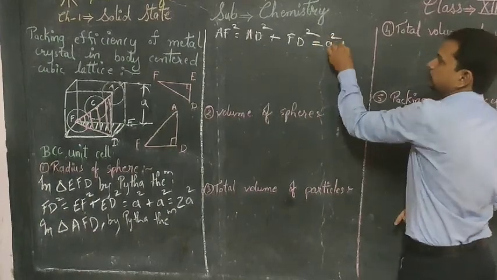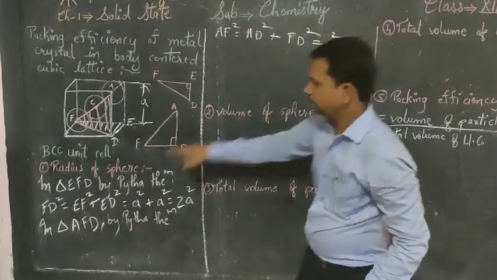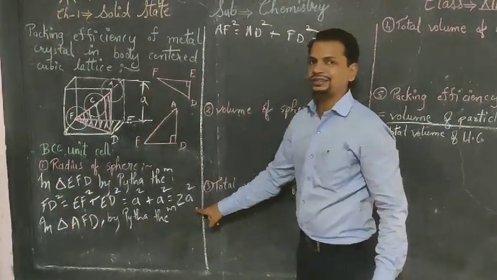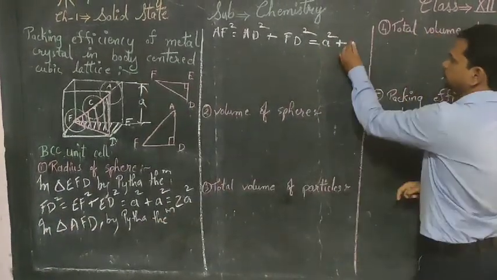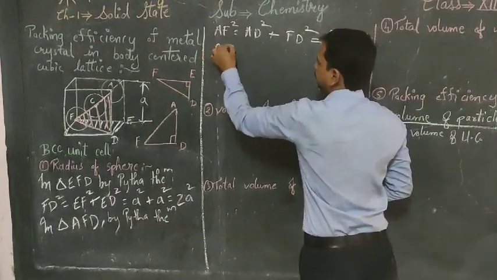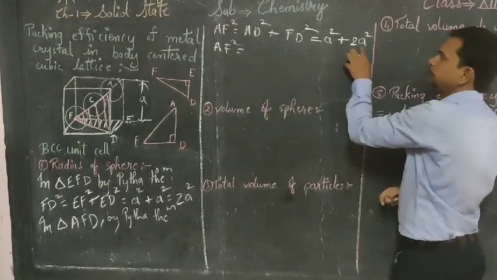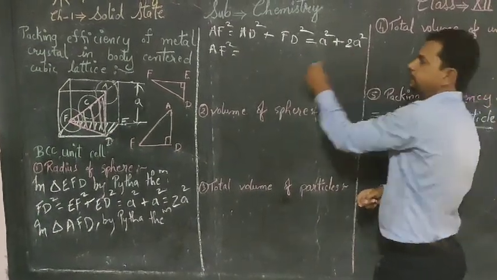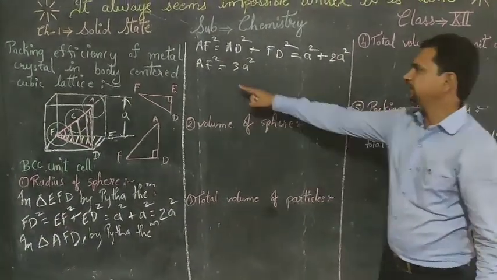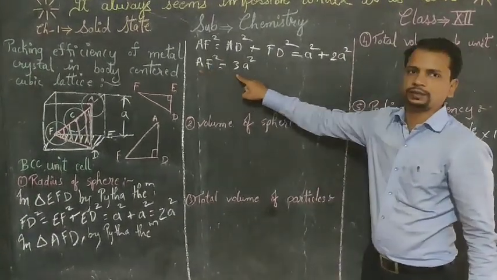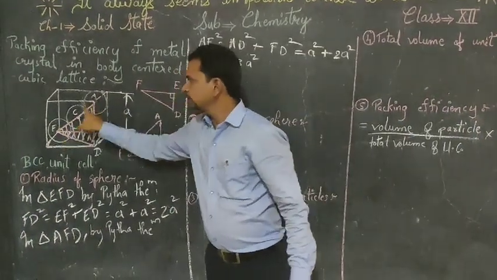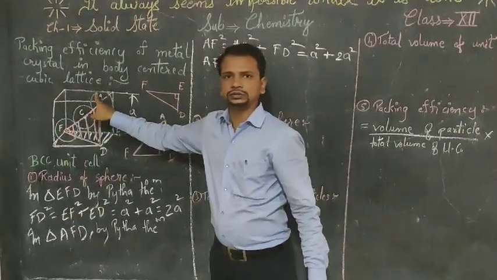So it will become A square plus FD square. We have seen the value of FD square is twice A square. In this way, AF square is equal to A square plus 2A square. It will become 3A square. This is the value of AF square. Now AF is this one.